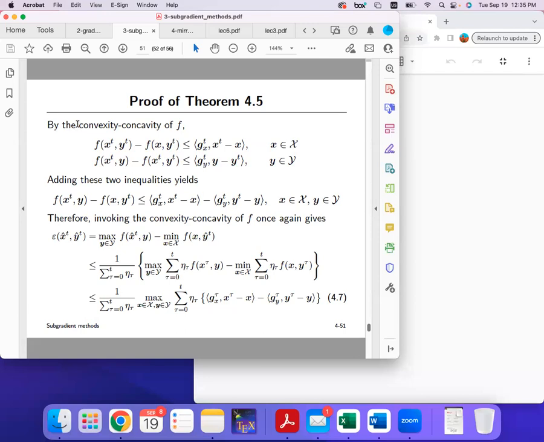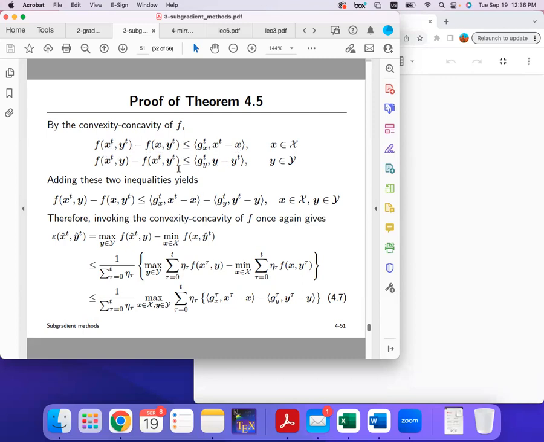We will first build these two symmetric inequalities by utilizing the convexity and the concavity of the function. So the first one, we fix yt. Now this inequality follows from the convexity of f in x, right? Because for every fixed yt, function f is convex. So the first inequality is simply convexity. I plug in xt and x, and this is by convexity.